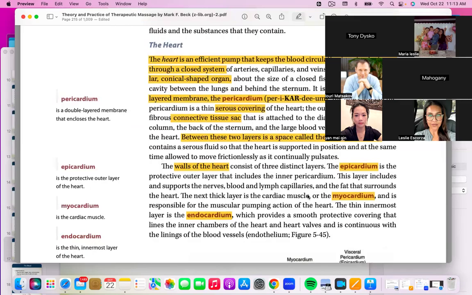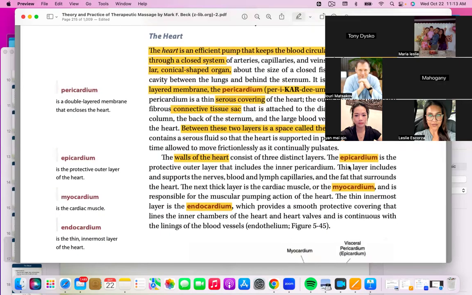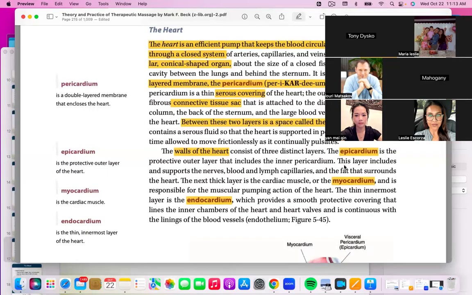Okay, now the wall of the heart. So we have the membrane, the outer covering, and then underneath the membrane, we have the wall of the heart, which consists of 3 layers. One is called the epicardium. It's a protective outer layer, epi meaning above, so it's the most outer layer. This layer includes and supports the nerves, blood vessels, capillaries, and fat that surround the heart, okay?